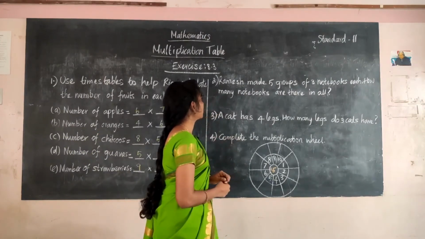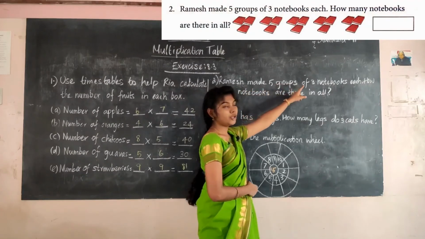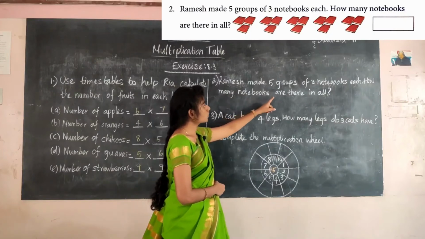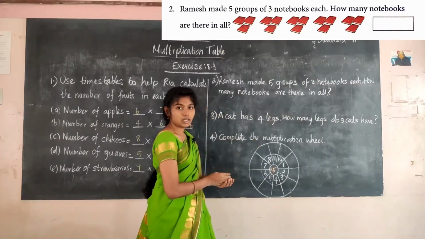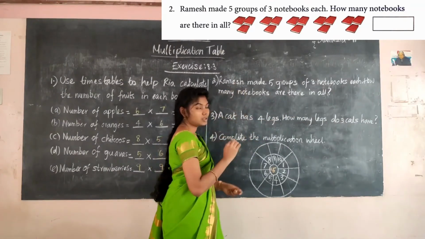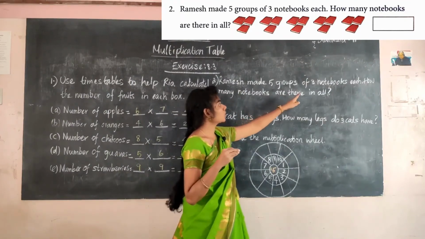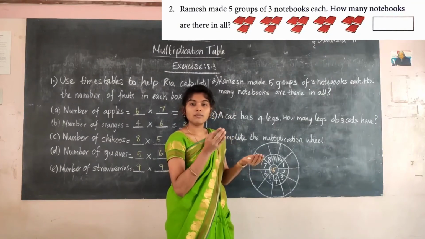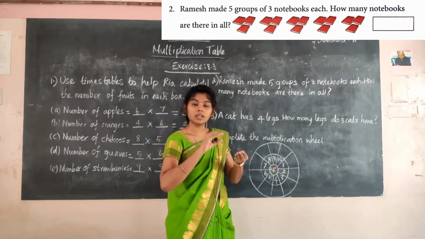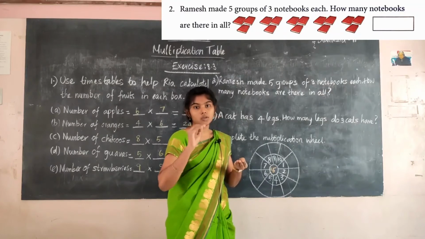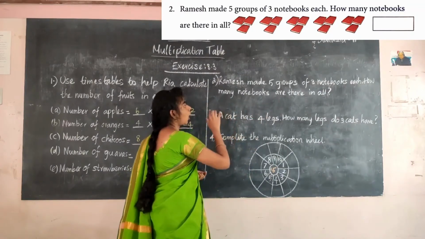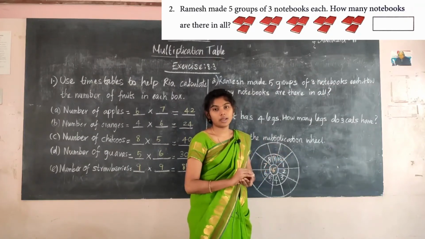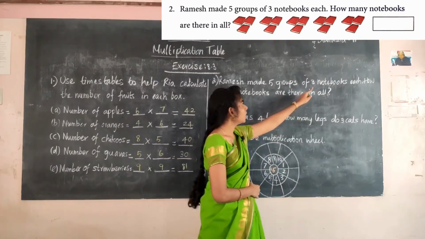And the second question: Ramesh made 5 groups of 3 notebooks each. How many notebooks are there in all? So what is the question given here? Ramesh made 5 groups of 3 notebooks. So there are 5 groups, and in each group 3 notebooks are arranged. So we are going to find how many notebooks there are in all.